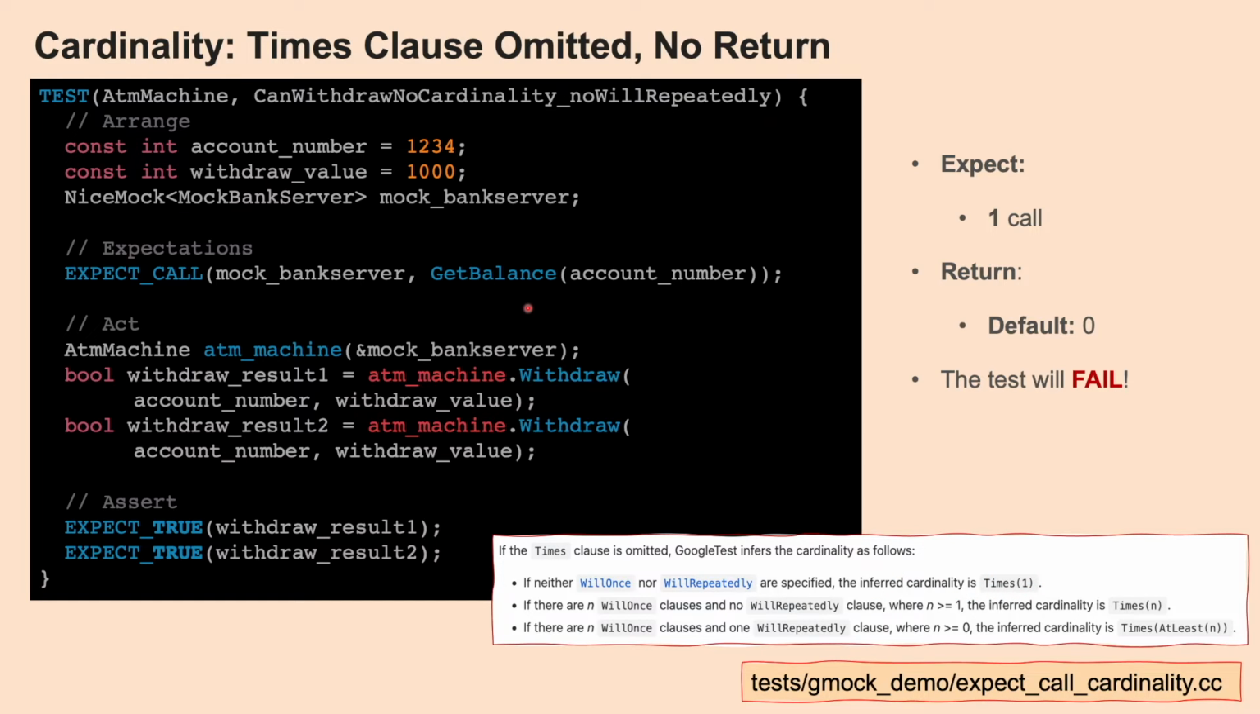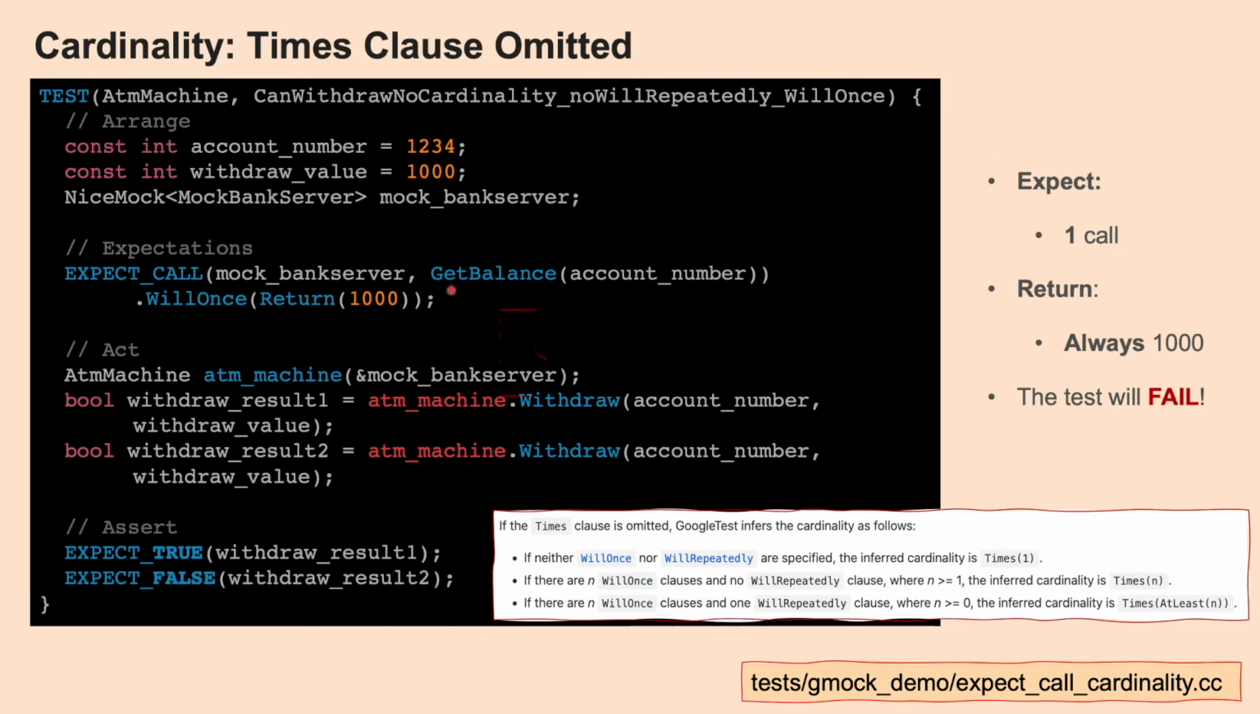So what am I saying here? I'm saying expect that get balance is called only once. And because I haven't specified what should happen in return, the default value will be returned. So the default value is 0. My withdraw should fail. On top of that, because the cardinality is expected to be once, the second withdrawal will also fail. Even if it was returning true, the test fails because here I mentioned that expect get balance to be called only once.